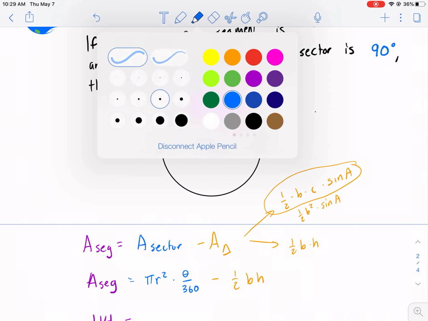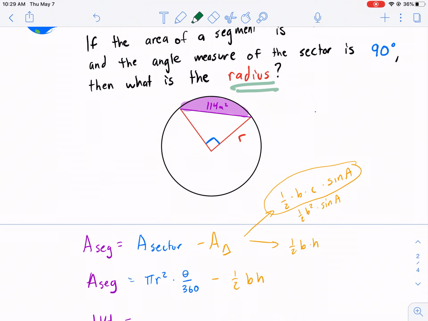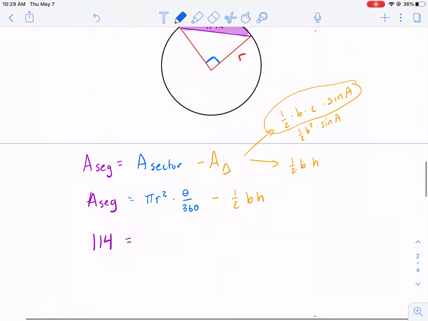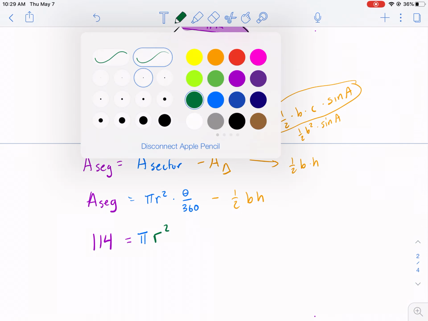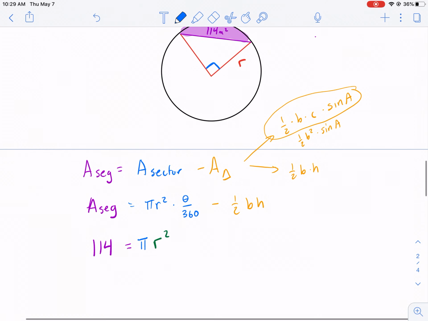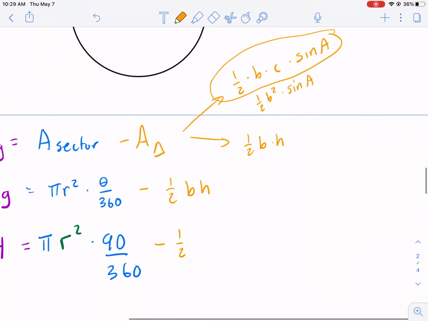So I'm going to make this my green letter. That way you can kind of see the difference. So we have pi, my radius squared. This is the thing I'm trying to find. Now, I know my central angle, it's 90. So I can put times 90 over 360 minus 1/2 base times height.